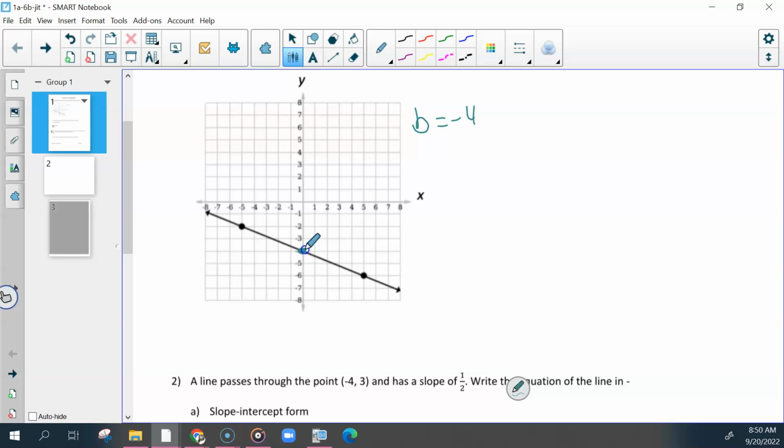If you counted from here to here, you get -4/10, which you need to simplify. And then putting those two together, your equation would be y equals -2/5 x minus 4. Do you have any questions about that one?